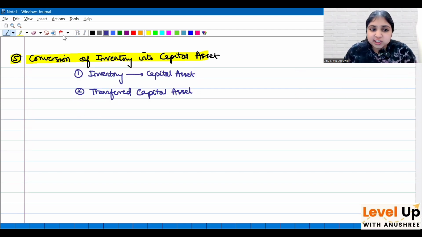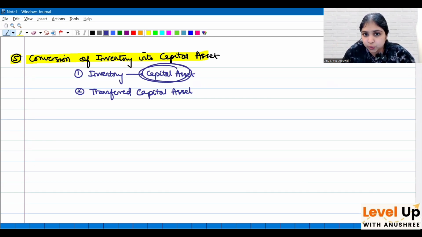Is this clear? Go step by step, guys. What has happened over here? Originally, I had only inventory. That inventory got converted into capital asset. Now what do I have in my hands? Now I have capital asset in my hands. This capital asset I am transferring. This is the situation in front of us. So I had inventory in my hands originally. This inventory got converted into capital asset and then I'm transferring the capital asset.